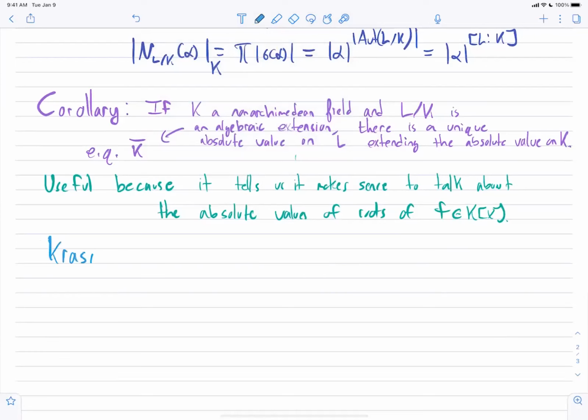Yes, we can talk about Krasner's lemma. I'm going to give two versions. The first one is going to be a non-standard version, but I think it's more useful than most of the standard version, as something to keep in your head.